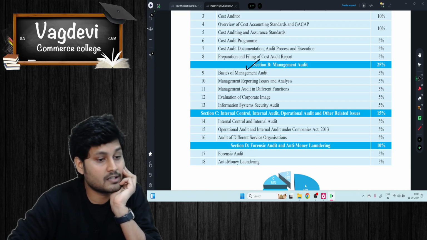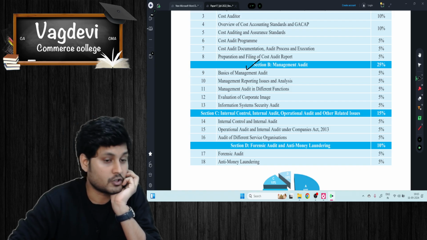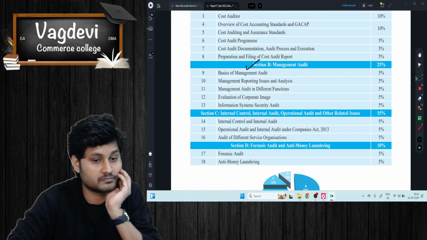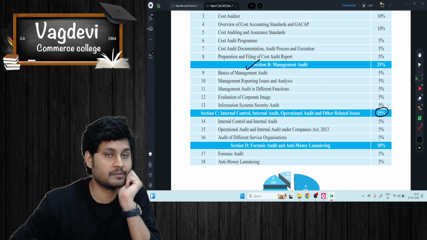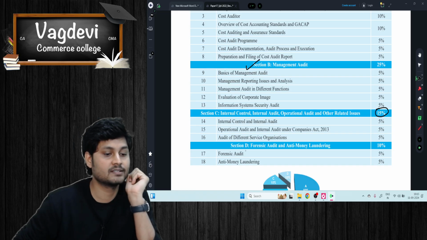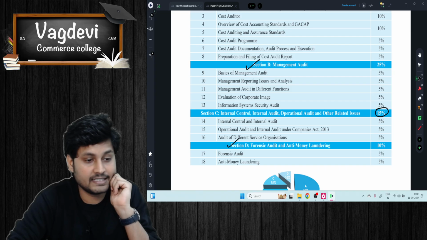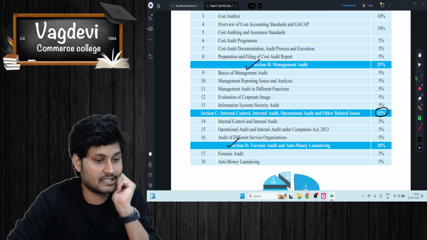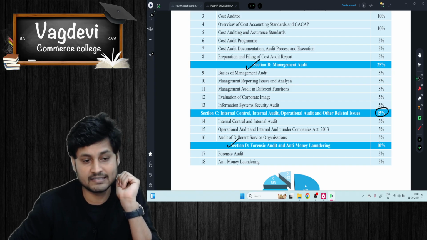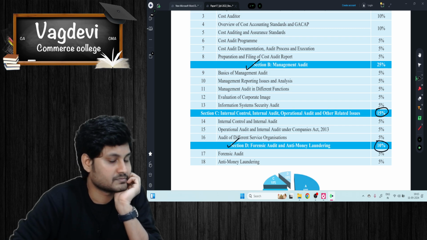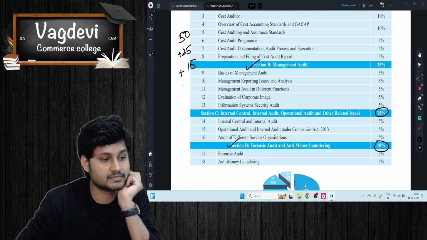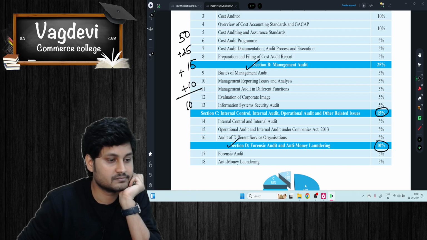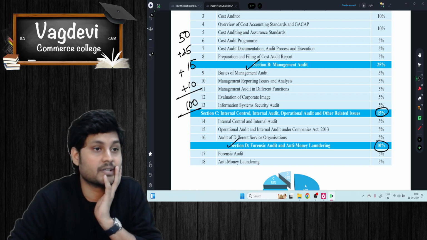Third one, internal audit, internal controls, operational audit, and other related issues. This is section C, which carries 15 marks. And the last one is forensic audit and anti-money laundering, which carries another 10%. So 50 plus 25 plus 15 plus 10, in aggregate, gives you 100 marks.